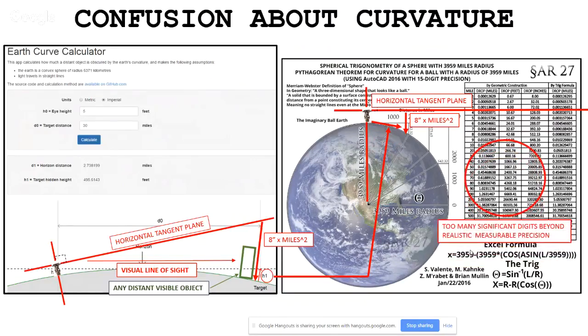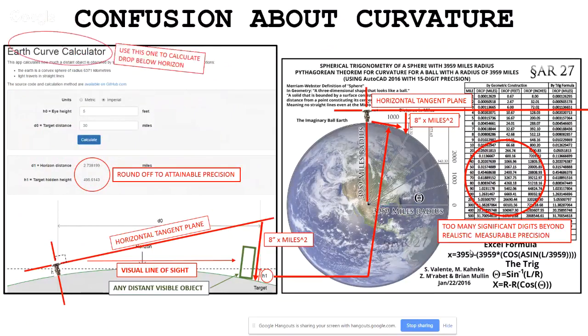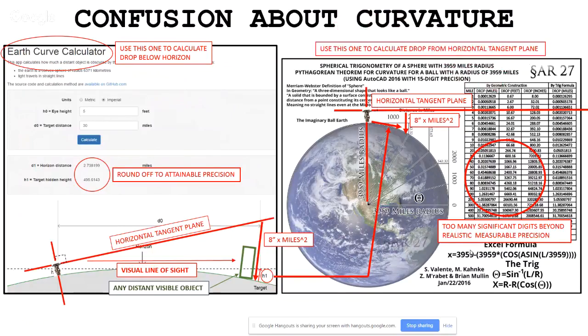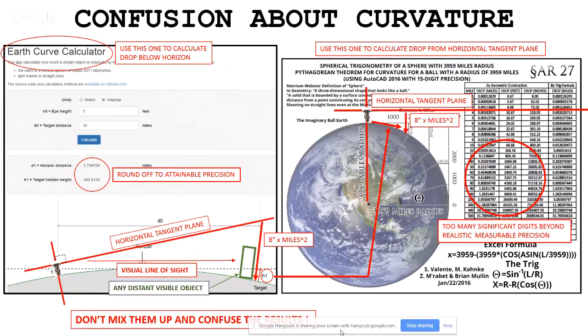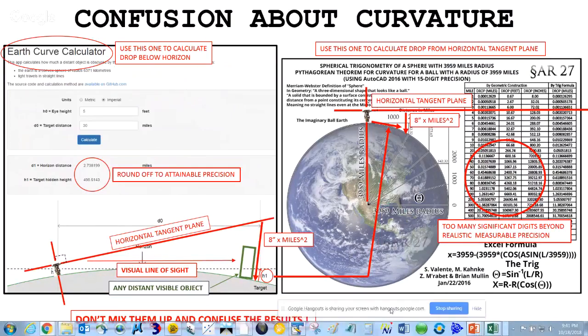All right. And then I go into the fact that people are expressing these things way beyond the attainable precision. So use this one to calculate the drop below the horizon. Use this for the tangent plane, for the 8 inches times the mile squared. Don't mix them up. Let me move this. Okay.